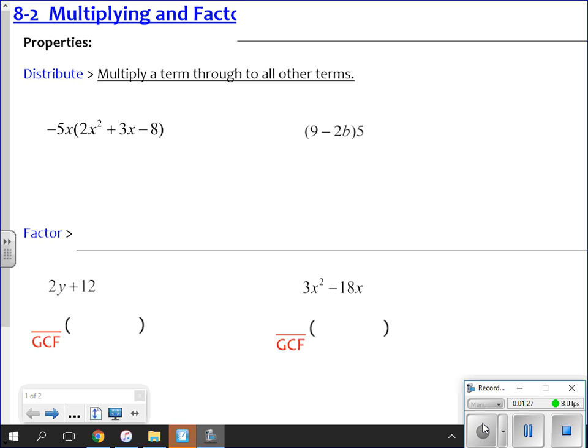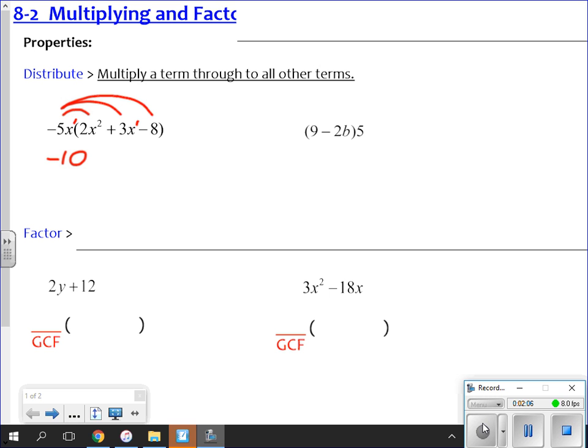So let's take a look at this first example here. I have negative 5x times 2x squared plus 3x minus 8. Remember, on the x, what do I have? I have an unwritten 1, and I have an unwritten 1 on the exponent there. Like I said, we've done distributing before. When I distribute, I take the negative 5x times everything that's inside, and I do it one at a time. I multiply the numbers first. Negative 5 times 2 gives me negative 10.